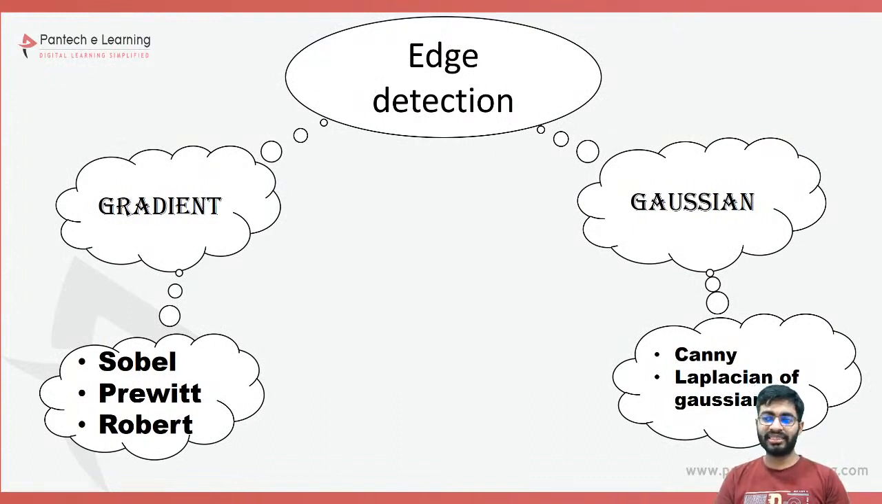So one is known as gradient. Based on that image gradient, the edges can be easily detected. The other one is known as Gaussian. Based on the Gaussian blur or Gaussian smoothing, from that we will be able to create the edges. Inside the gradient we have three different operators: Sobel, Prewitt and Roberts. And if we go for Gaussian, we have only two: one is the Canny and another one is Laplacian of the Gaussian.